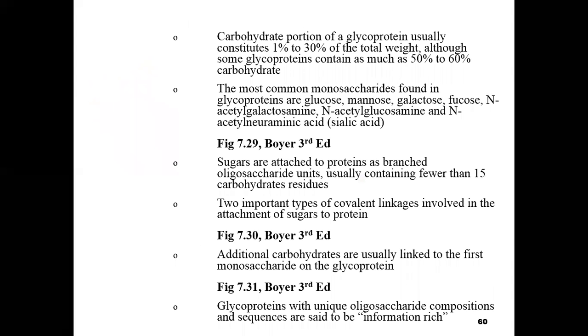The carbohydrate portion of a glycoprotein usually varies from 1% to 30% of the total weight. Some glycoproteins may contain as much as 50% to 60% carbohydrates, but mostly they are composed of 1 to 30%. The most common monosaccharides found in the glycoproteins are glucose, mannose, galactose, fucose, N-acetyl galactosamine, N-acetyl glucosamine, and N-acetyl neuraminic acid. We can call it the sialic acid.